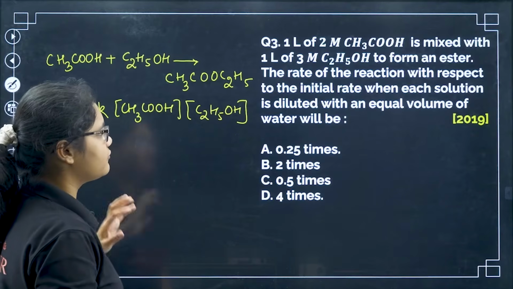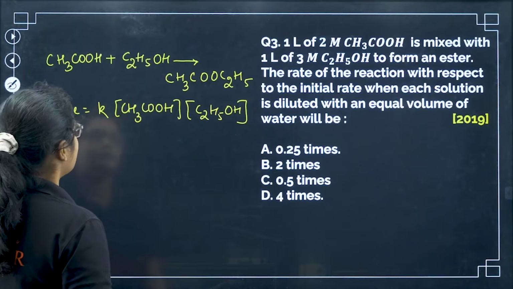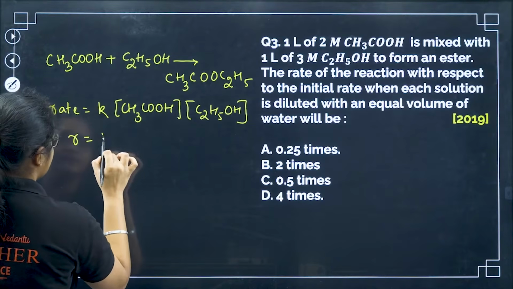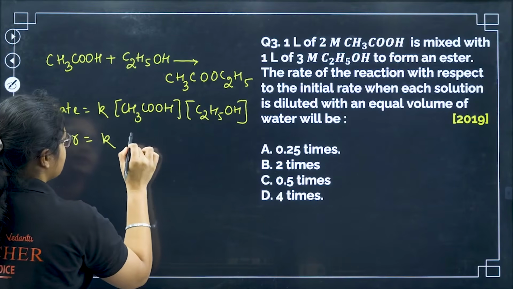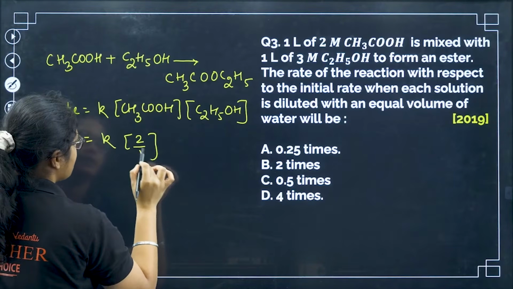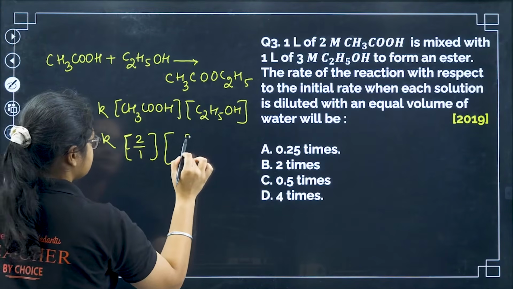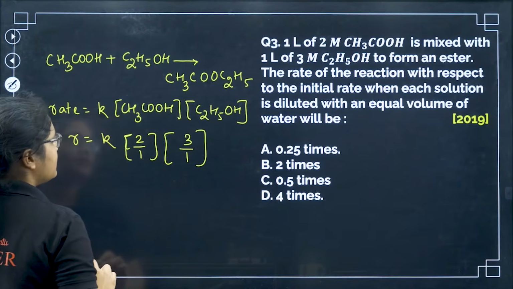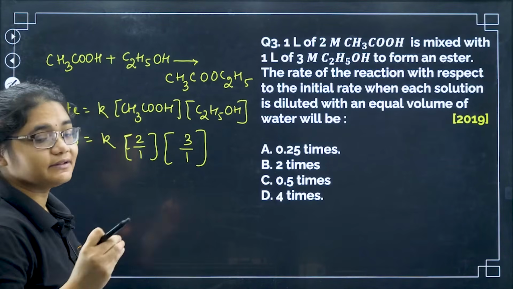So now the rate of the reaction with respect to the initial rate. Suppose I write initial rate is equal to, what is the concentration of CH3COOH? 2 moles in 1 liter, right? So I can write 2 by 1, and for this one it is 3 by 1. Now what happened with the initial, when each of the solution is diluted with an equal volume.